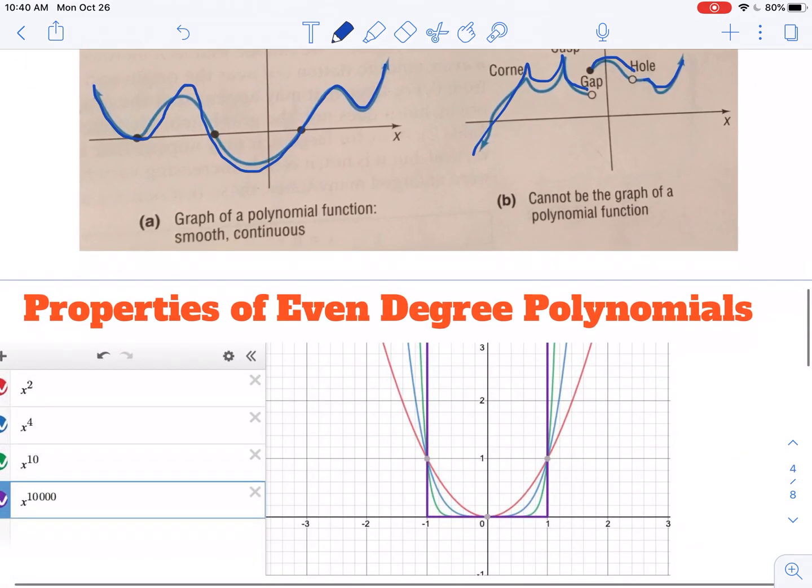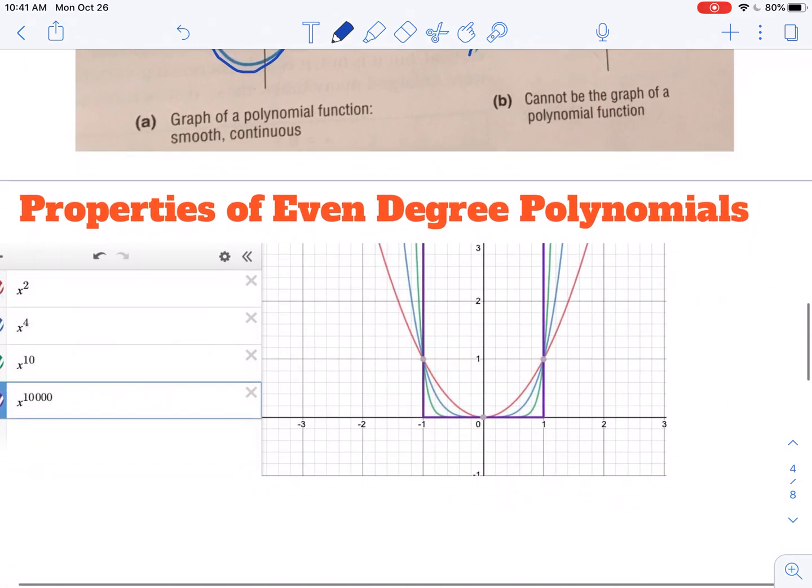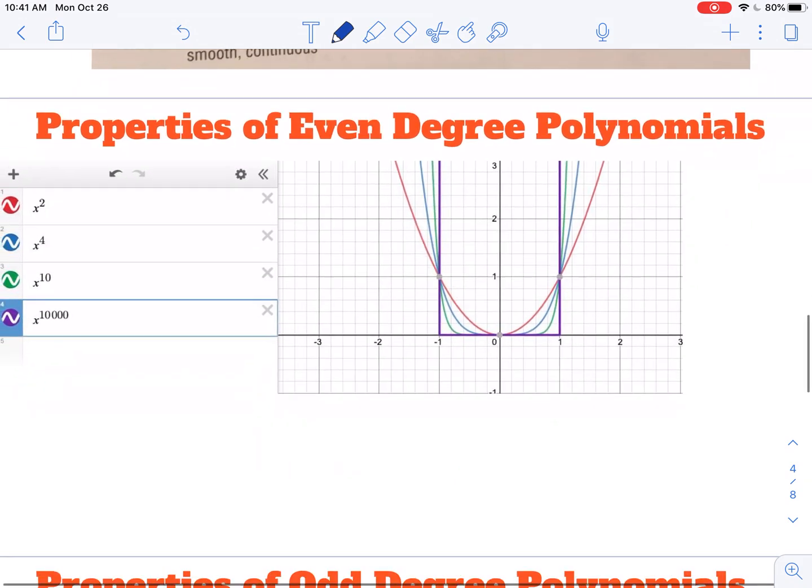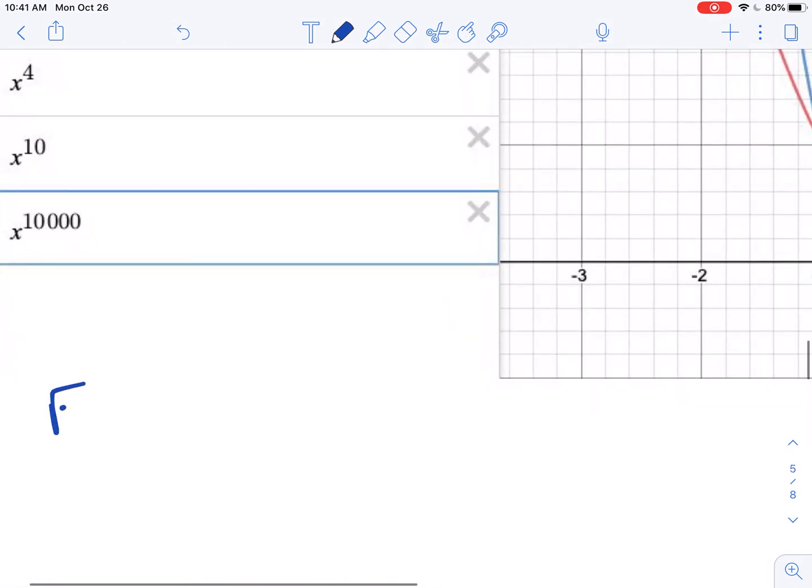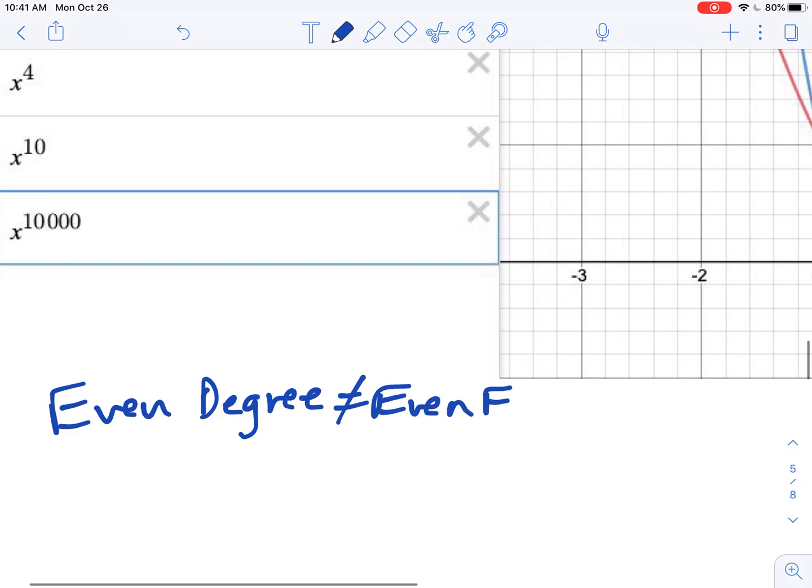So now we're going to start looking at some even degree polynomials. I really want to qualify that this does not mean it's an even function. So even degree does not equal even function. Even function is something very specific. Even function means that we have something that has y-axis symmetry. Even degree just means that we are talking about a polynomial that has an even degree.